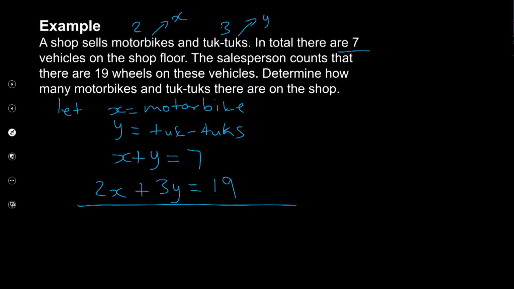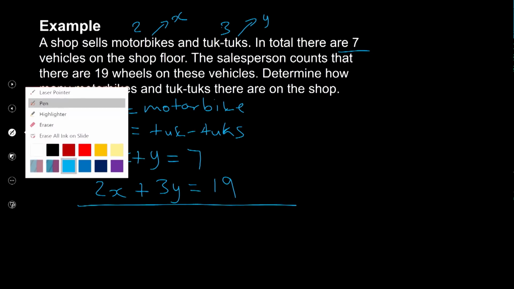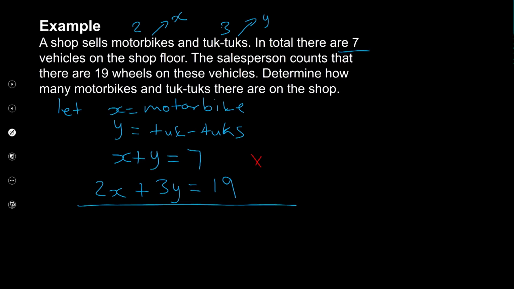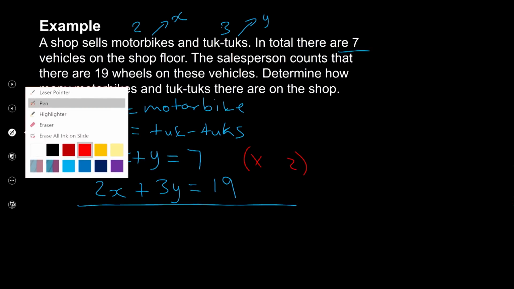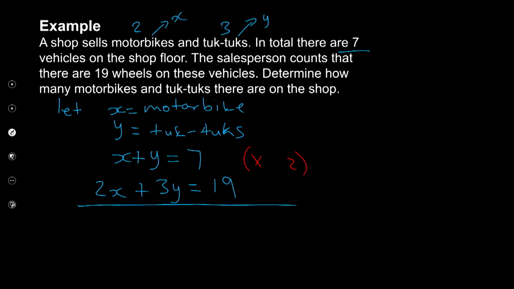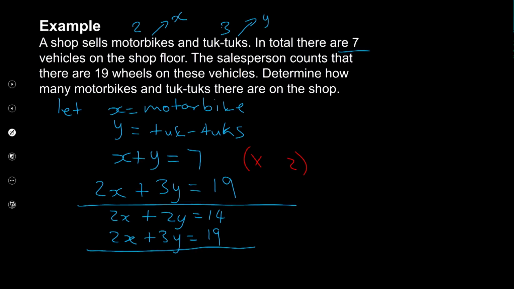To use the elimination method, I must make one variable the same as the other, right? So I'm just going to multiply this by 2. I'm firstly getting rid of the x, then I will solve for y, and at a later stage work out the other. So if I do that, this becomes 2x plus 2y equals 14, and this is 2x plus 3y equals 19, right? I've just rewritten the other equation as is, and then I'm going to use subtraction here.